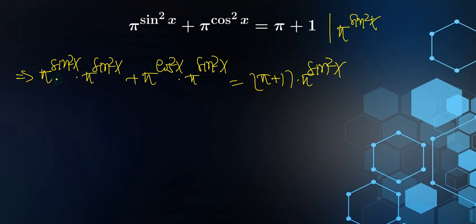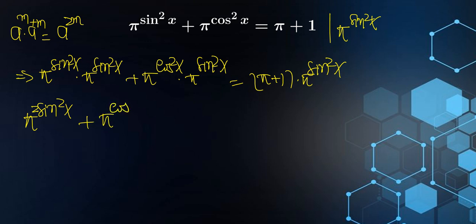Now this one, same bases. If we have a to the m times a to the m, this is equal to a to the power of 2m, because we keep the base and we add the powers. So we have pi to the sine square of x two times, and then this one will be pi to cos square x plus sine square x. I'm going to bring this to this side, negative pi plus 1 times pi to the sine square x, and this is equal to 0.